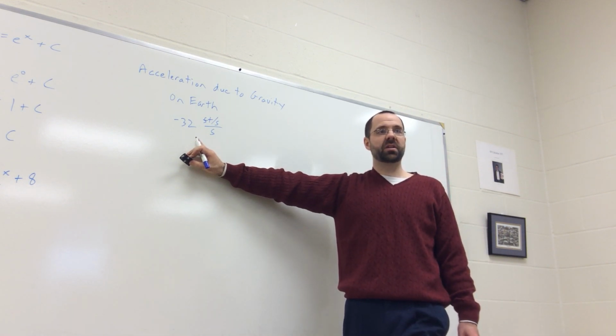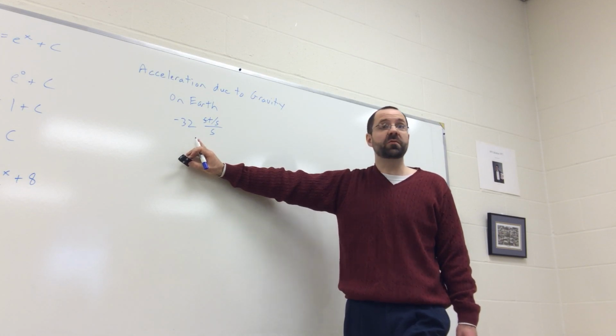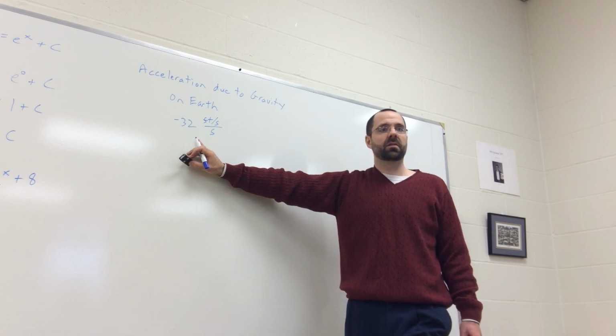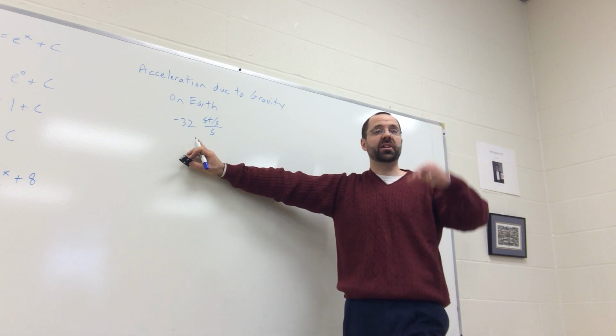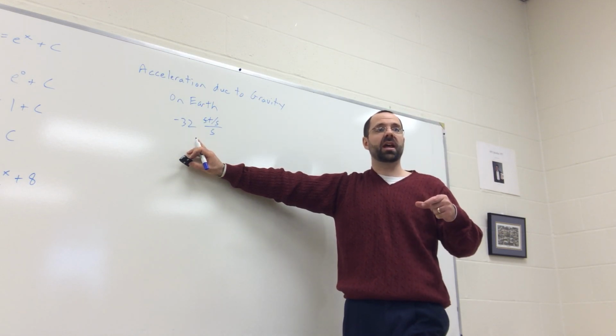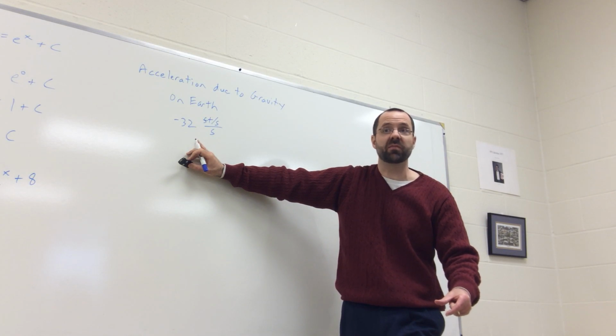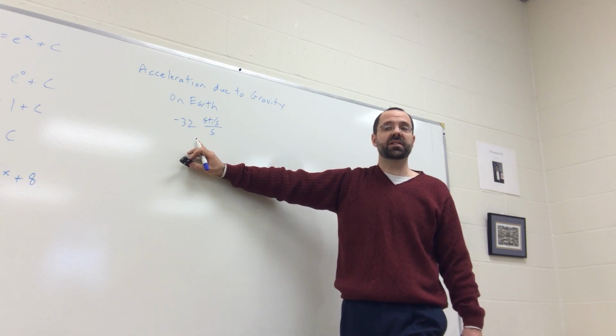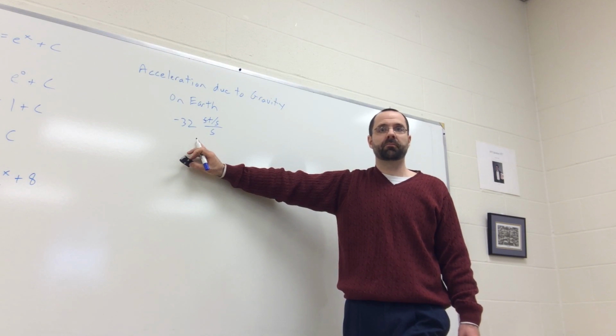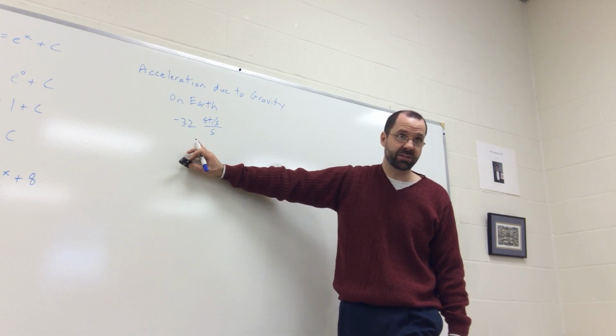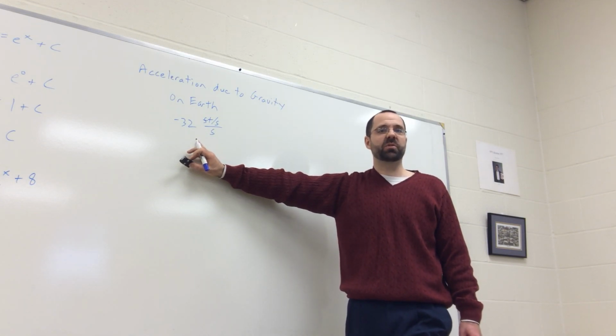So what that means is, when I let go of something, it will speed up 32 feet per second every second. In other words, if I let go of something, 1 second later it'll be traveling 32 feet per second, and 2 seconds later it'll be traveling 64 feet per second, and 3 seconds later, 96 feet per second. That's true no matter how heavy the object is. A bowling ball will speed up the same amount as a feather if there's no air. So to simplify these problems, we usually say there's no air.